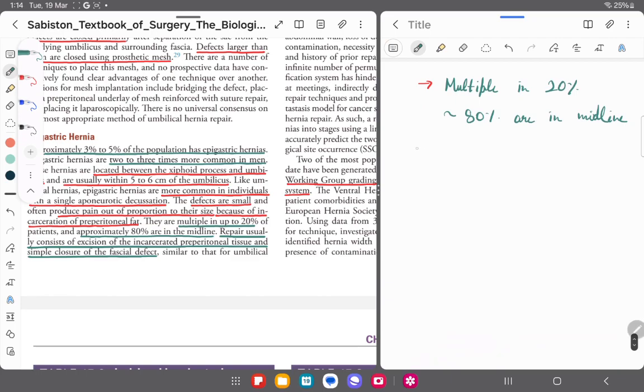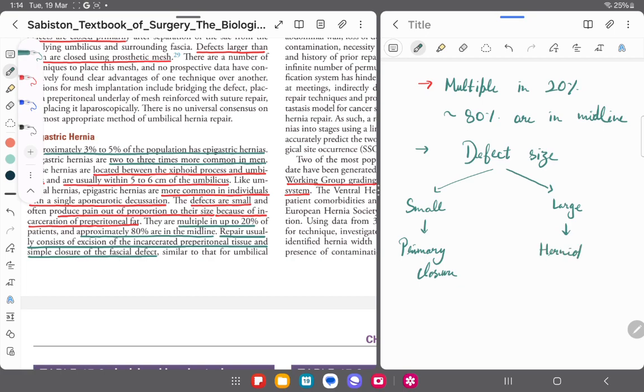So repair, as with an umbilical hernia, is according to the defect size. If it is small, then we do a primary closure. If the defect is large, then we use mesh and do a hernioplasty.